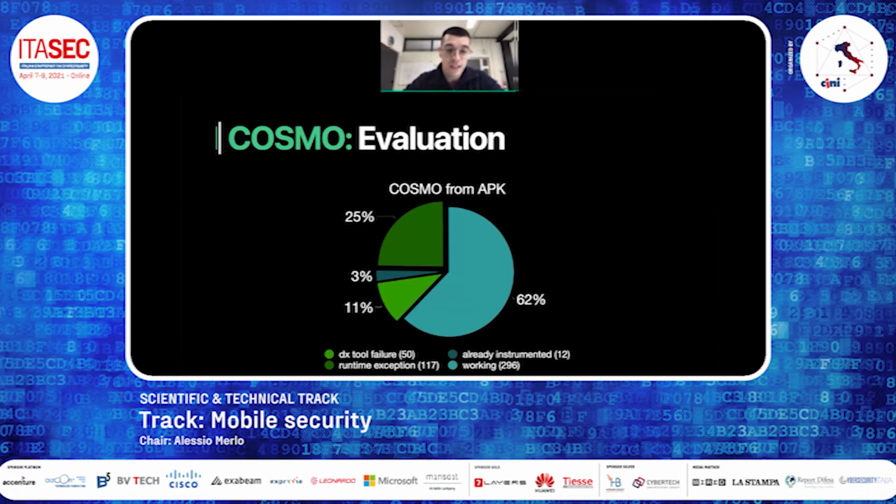Speaking about COSMO from APK, most of the problems are related to the tools used in the pipeline. So it is difficult for a developer to modify the source code in order to have a compiled and working APK coming from COSMO from APK.